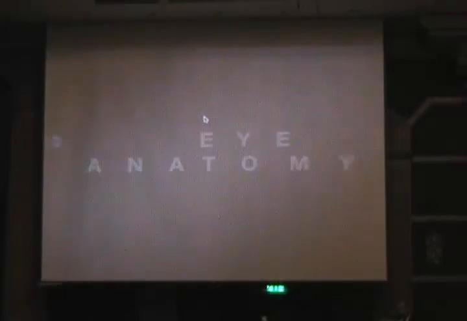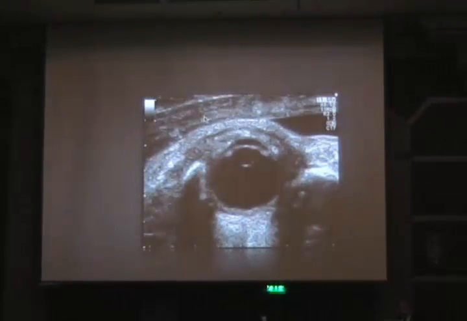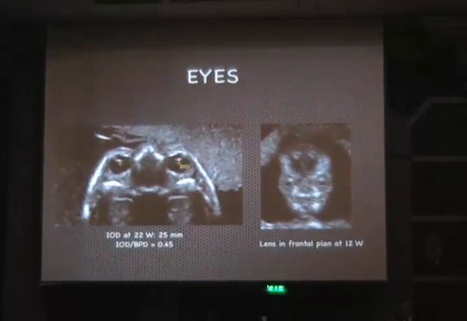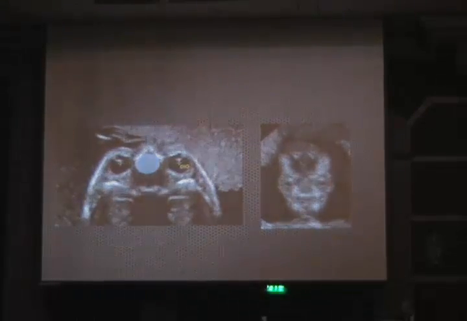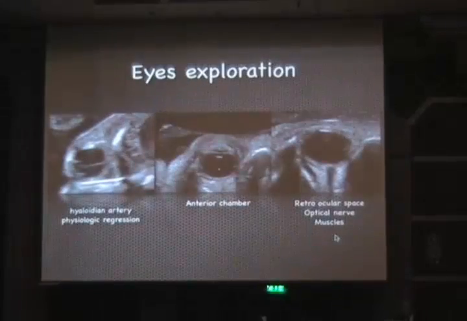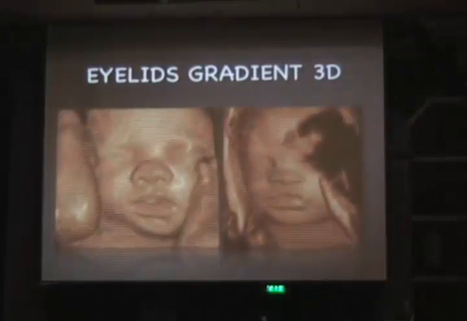Now, just to finish, just to speak about eye anatomy, the eye is more and more easy to explore. As you see here, we can see all the structure of the eye. We can just measure the IOD. We can look at the eyes at 12 weeks. We can measure the IOD, medial, external, or internal. Anyway, use whatever you want, but usually you can put an eye between the two eyes, as you see here. You can see the gradient. I have 5 more minutes.